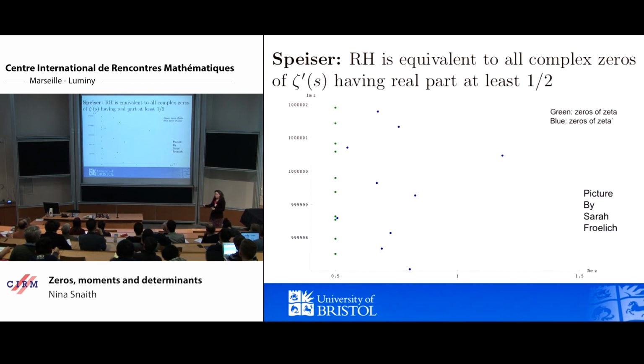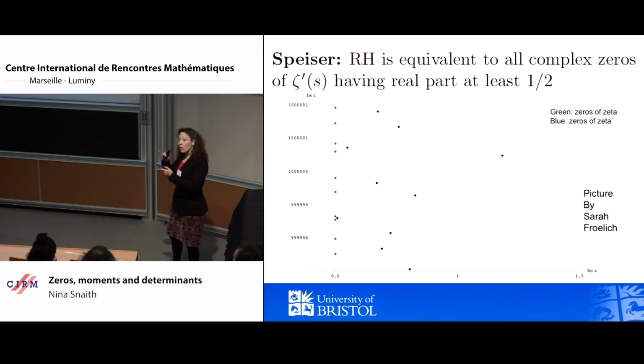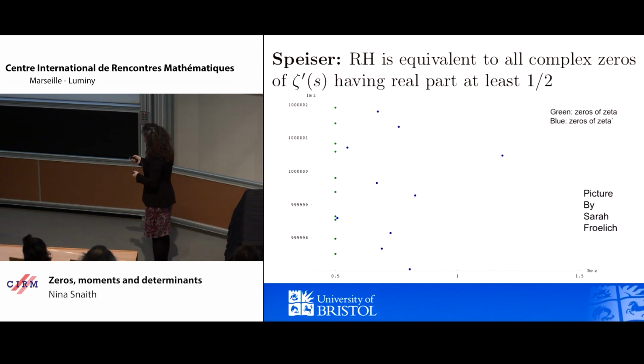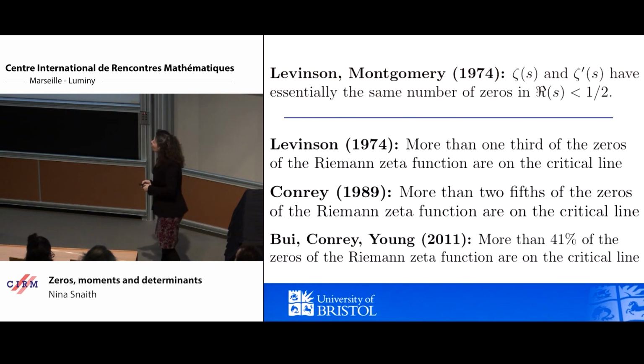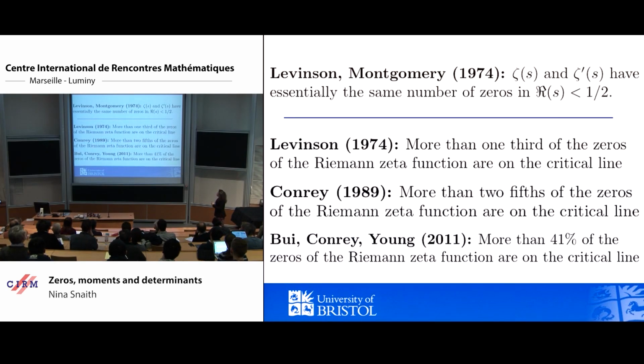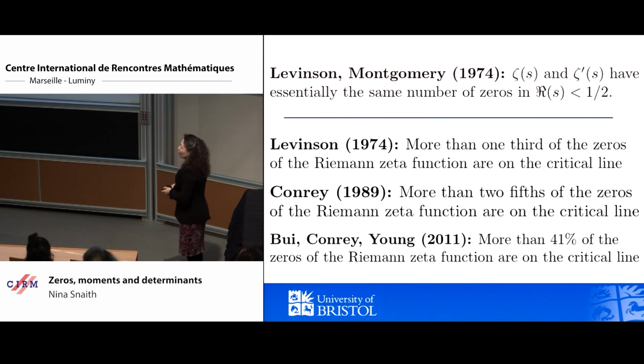Because of this equivalence with the Riemann hypothesis, there's a lot of interest in the horizontal distribution of the zeros of the derivative of zeta. So there are some results. The first one, Levinson and Montgomery in 1974, is that the zeta function and the derivative of the zeta function have essentially the same number of zeros to the left of the half line. The essentially is just because it's an asymptotic result. You go very high up on the critical line, so there are some lower order terms. But essentially, if you found a zero of zeta to the left of the half line, you'd expect a zero of the derivative in a given interval.